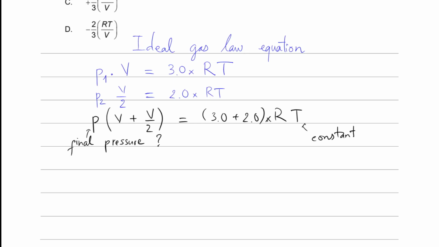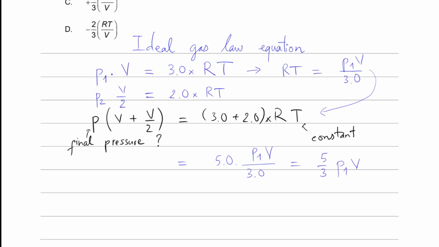In order to do that, we will convert these equations a little bit. From the first equation here, we deduce that RT equals P1V over 3. Now, plug this RT into the third equation. We get 5 times P1V over 3. Or we can write 5 over 3 P1V.